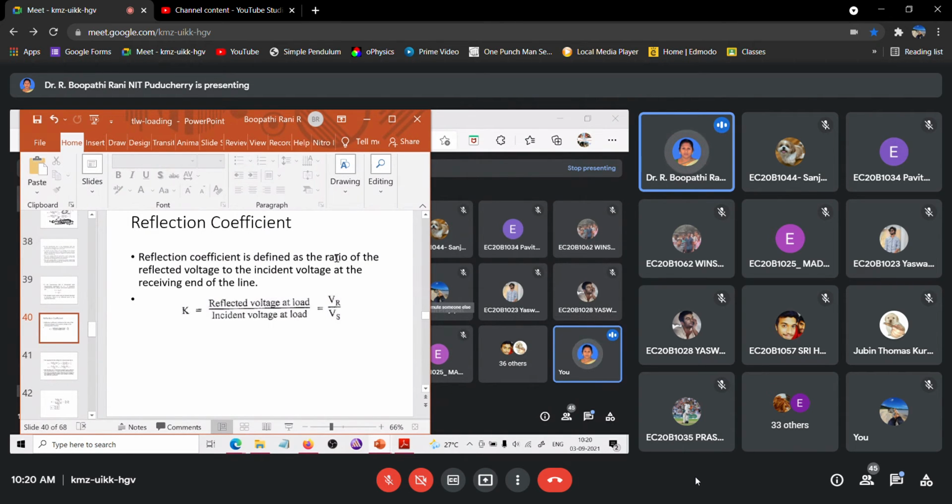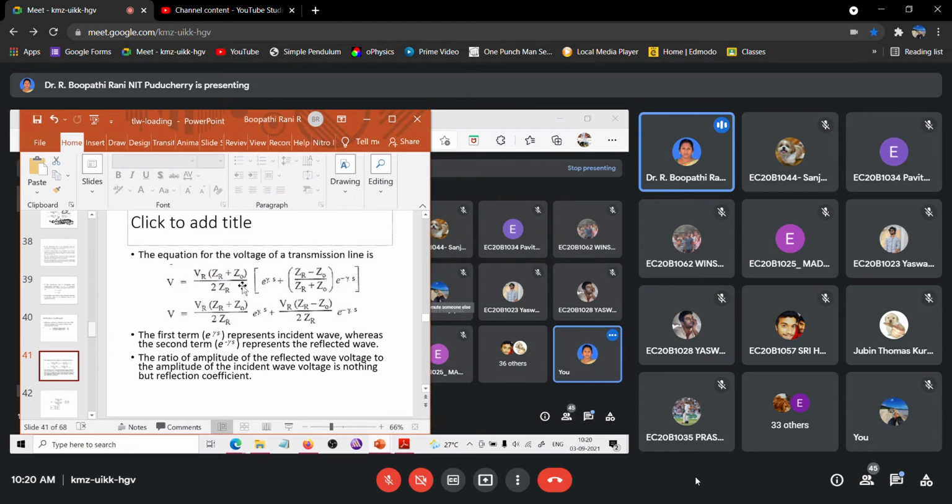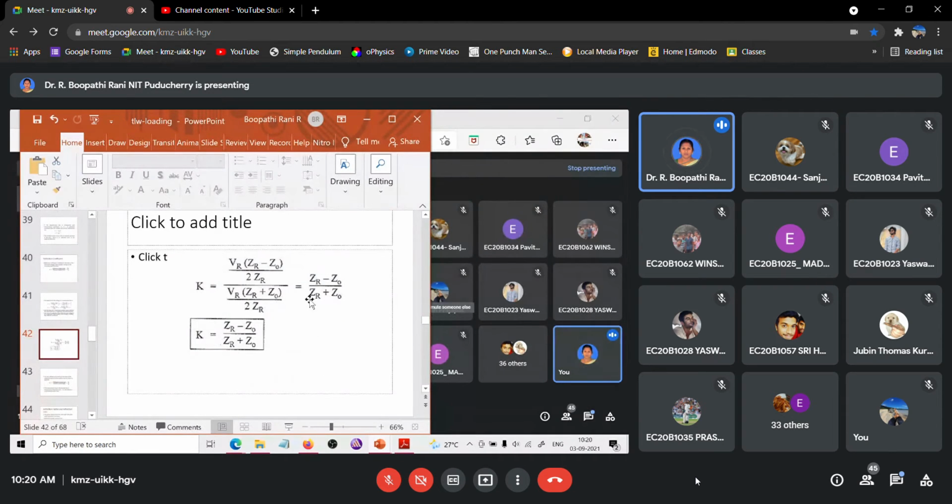It is defined as the ratio of the reflected voltage to the incident voltage at the receiving end of a line. That is, the ratio of the reflected voltage at load to the incident voltage at load. So VR by Vs. If we write VR by Vs, then we get the reflection coefficient as ZR minus Z0 divided by ZR plus Z0. So this is the expression for reflection coefficient. The reflection coefficient can also be denoted using the symbol gamma.